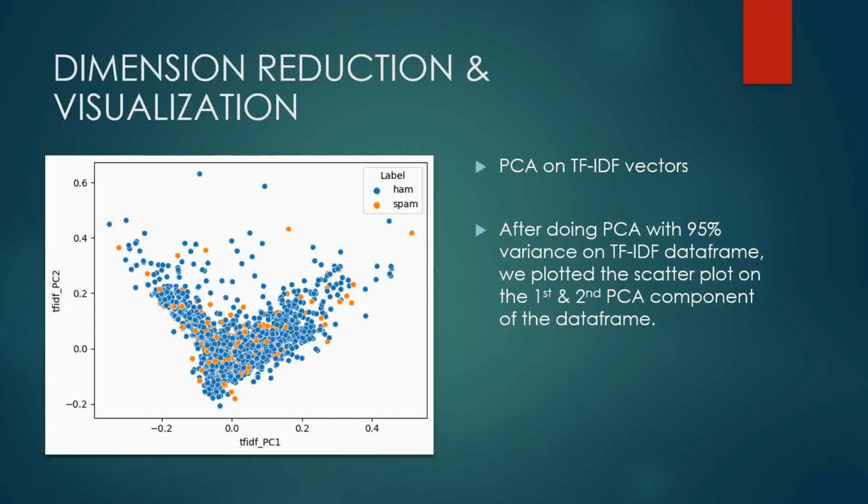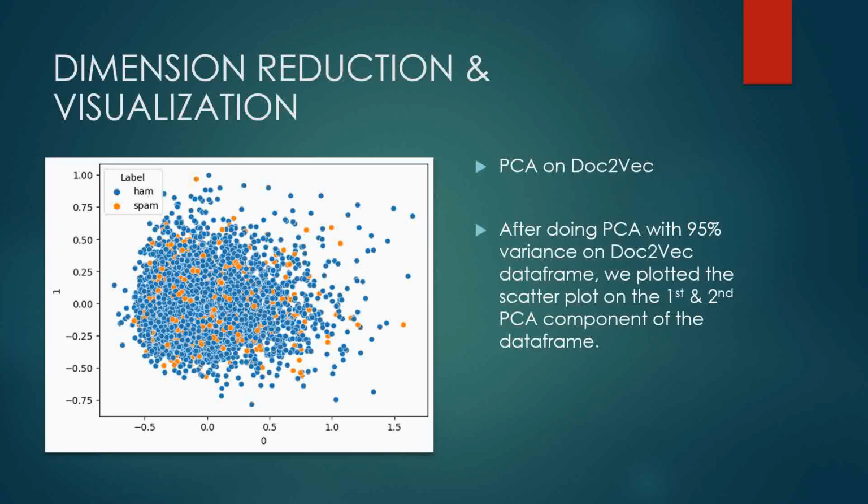Coming to TF-IDF, PCA on TF-IDF vectors is the same as the previous one, not able to capture the variance properly. And dimension reduction on Doc2Vec vectorized data is also not able to capture the variance of ham and spam labels properly.